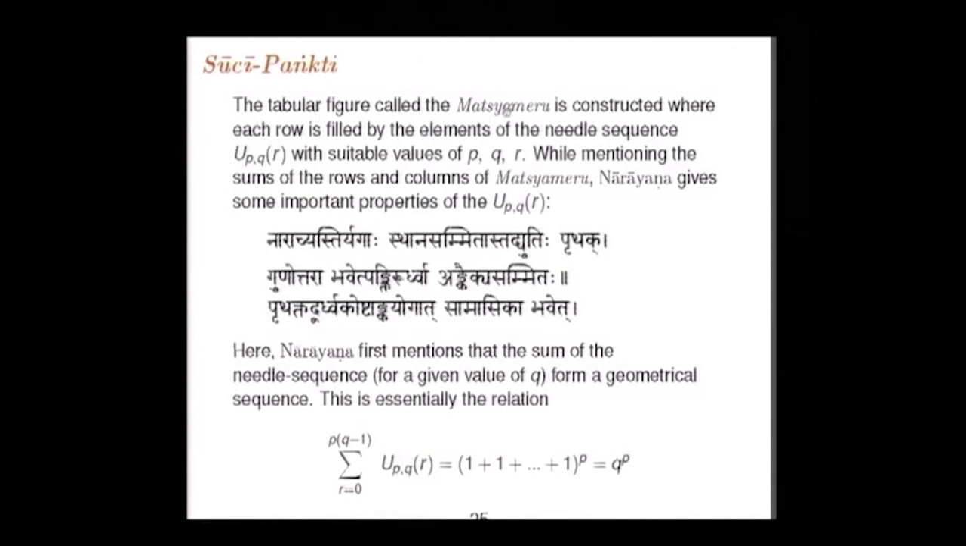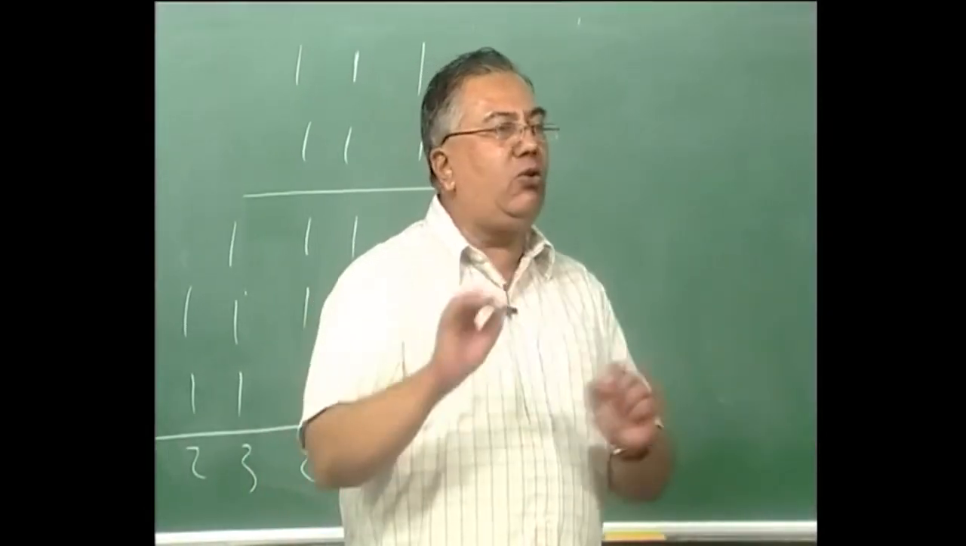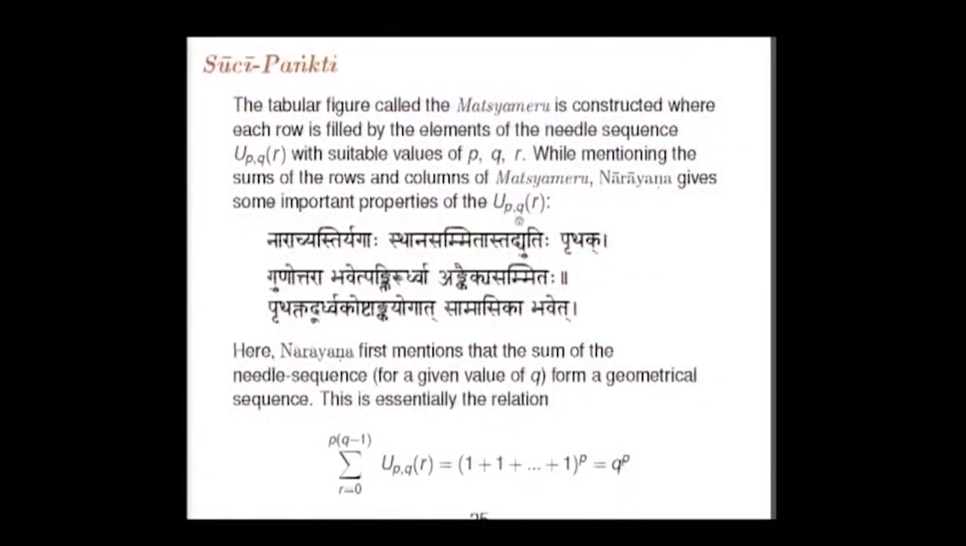what Narayana Pandita does is, he defines a tabular figure called Matsya Meru, which we will not display, somewhat complex. Each row of the Matsya Meru is filled by elements of this needle sequence U_{P,Q}(R). But anyway, the Matsya Meru is given by giving a value of P and a value of Q. P is equal to 3, Q is equal to 3, P is equal to 5, Q is equal to 2, whatever. Then Narayana gives some of the important properties of U_{P,Q}(R) in the context of the Matsya Meru. While summing the rows of the Matsya Meru, while summing the columns of the Matsya Meru, he gets two important relations. Narachyaha tiryagaha sthana sammitaha tad yutihi prithak gunottara bhavet panktihi.